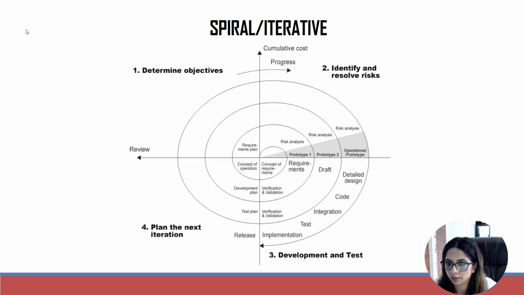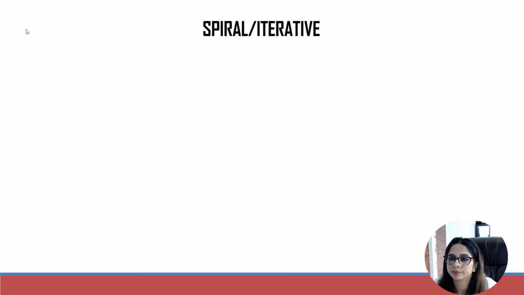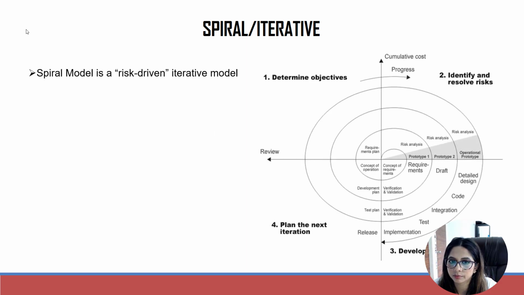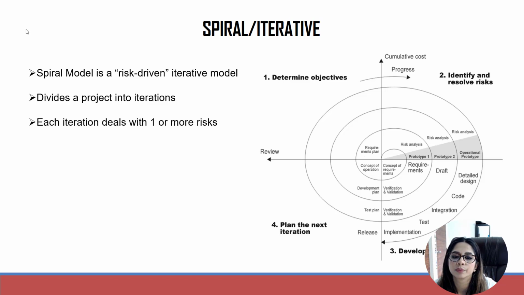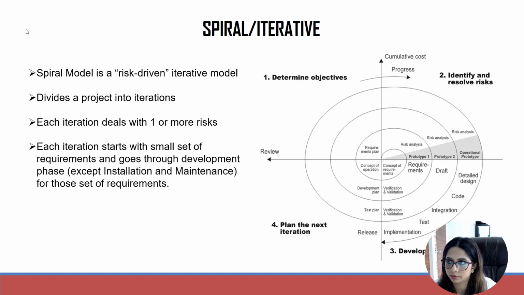So here is the same diagram. It's a risk-driven iterative model. We already talked about it. It divides the project into iterations: 1 spiral, 2 spiral, 3 spiral, and so on. And each iteration will deal with one or more risks which are involved. That's the beauty and the speciality of this model. Each iteration starts with a small set of requirements, and then you go about completing that, and then again, and so on until the final deployment will happen.